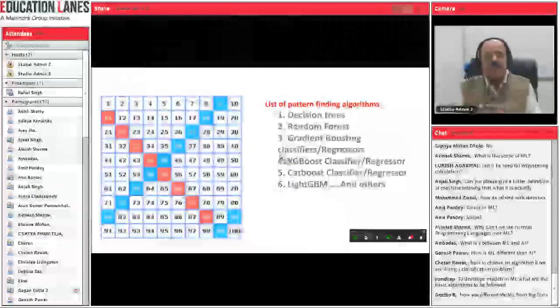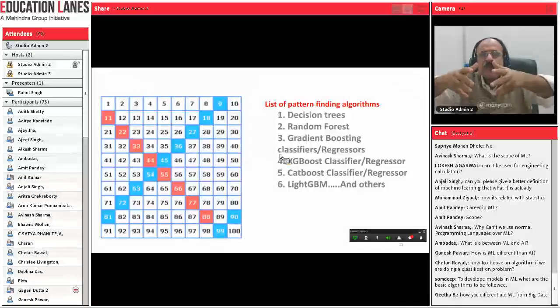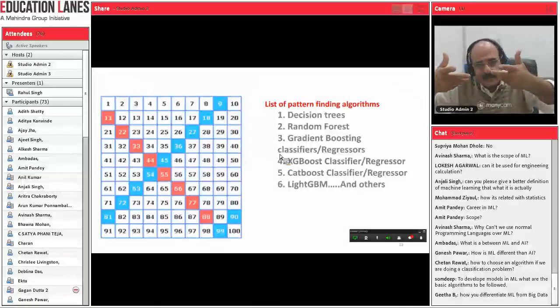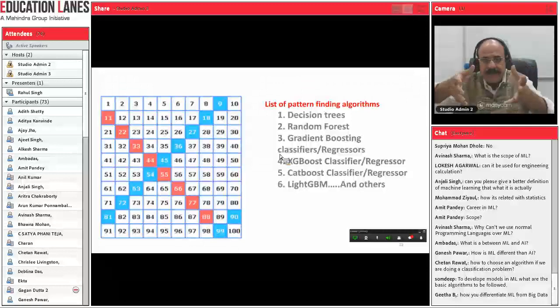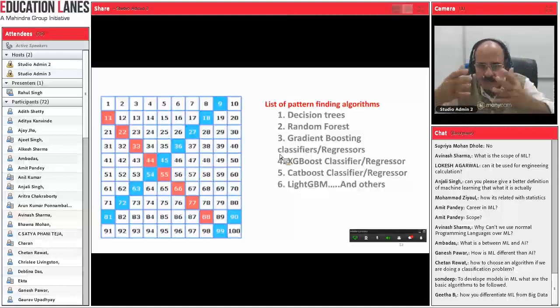Geeta, yes. You see, big data. Machine learning is used on big data. I have big data, and that data I use to make predictions. I have that big data, and I use machine learning to make predictions on it. All right.